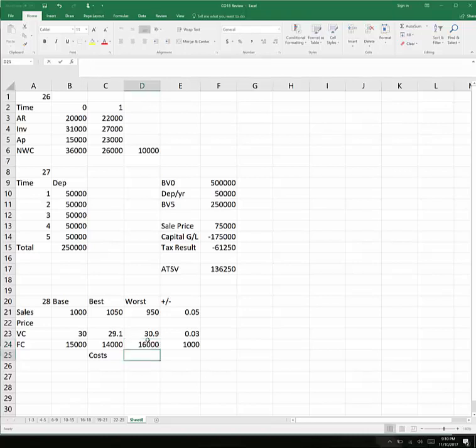So to figure out our total costs under the worst case, we're going to take 16,000 and add 950 units at $30.90. That would take us to 45,355. So our worst case for sales is the lower case. We're looking at these worst cases individually. You could have higher costs if you had higher sales, but we want to know if each of these is the worst case, what does that look like for the company? With lower sales and higher variable and fixed costs, you wind up with 45,355.